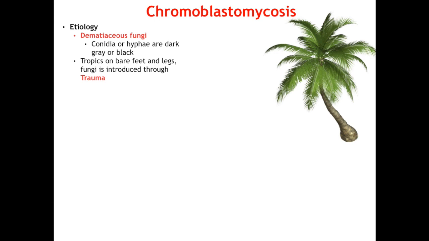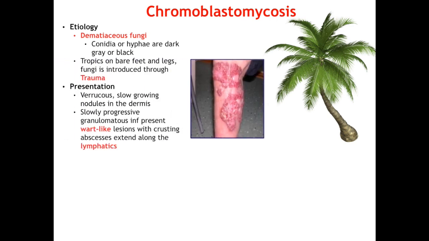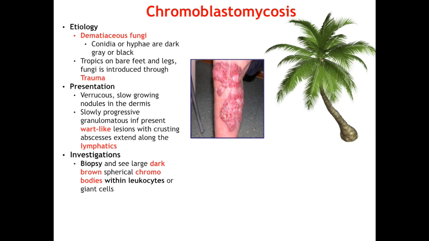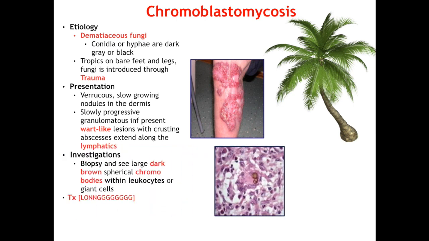And finally, the last one on our list, we have chromoblastomycosis, the etiology being dematiaceous fungi, whose conidia are dark gray or black. Most commonly found in the tropics, and it's introduced on bare legs or feet, and through pre-existing trauma or abrasions. The clinical presentation is kind of similar to sporotrichosis, in that there are slow-growing lesions with crusting abscesses that extend along the lymphatics. The difference here is sporotrichosis is usually on the upper limbs, and chromoblastomycosis is usually on the lower limbs, and it's much more exaggerated. Confirmation would be on biopsy, and you would see large, dark brown, spherical chromobodies with leukocytes or giant cells. Treatment, as with most of these, is extremely long, with antifungals by mouth, plus usually local surgery.